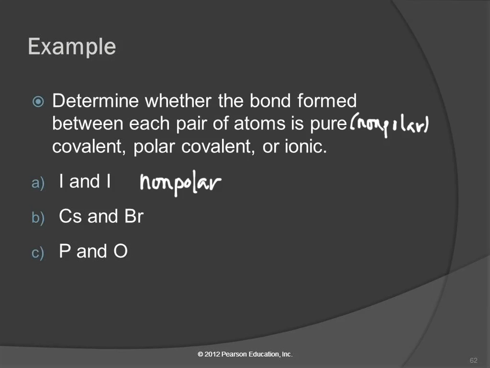How about cesium and bromine? We're going to have to look at the periodic table for some of these. What kind of an element is cesium? It's a metal, and bromine is a nonmetal. Therefore, this is ionic.